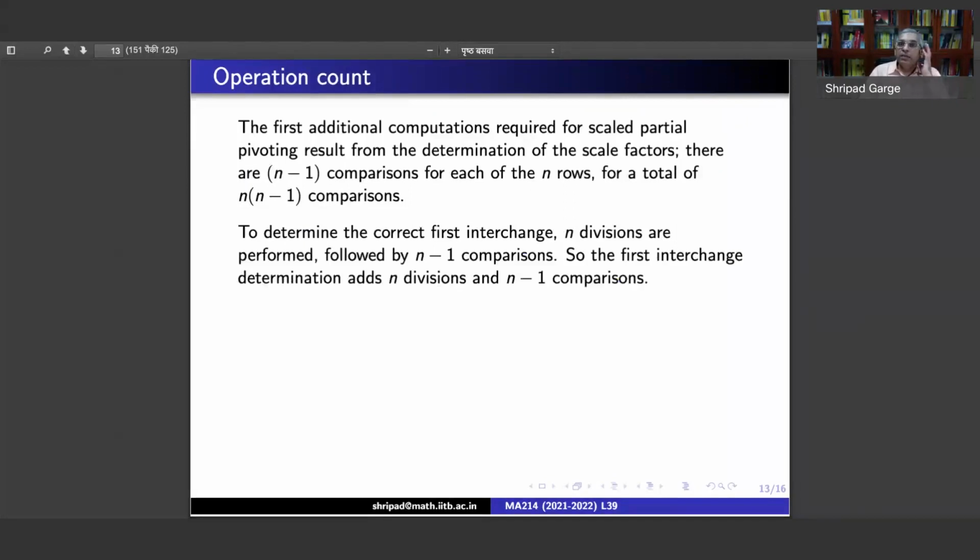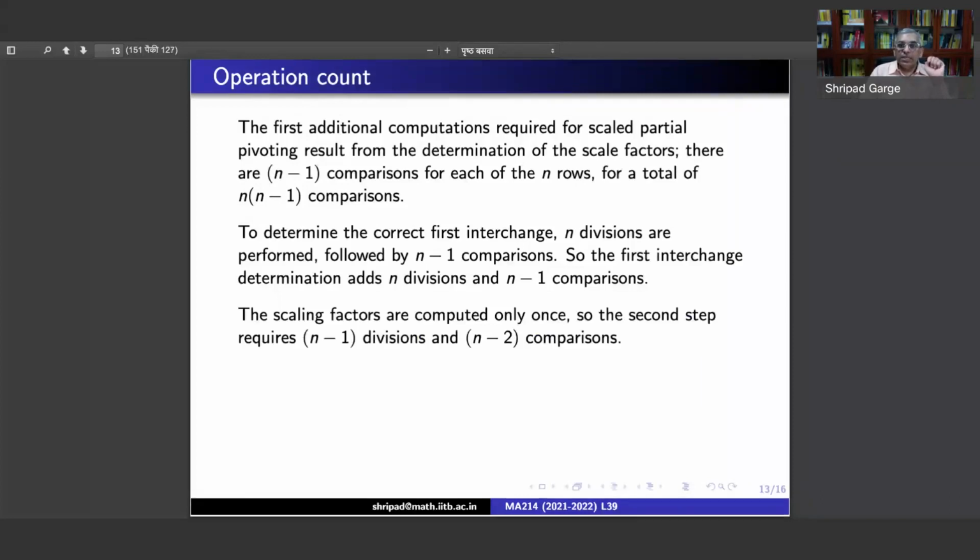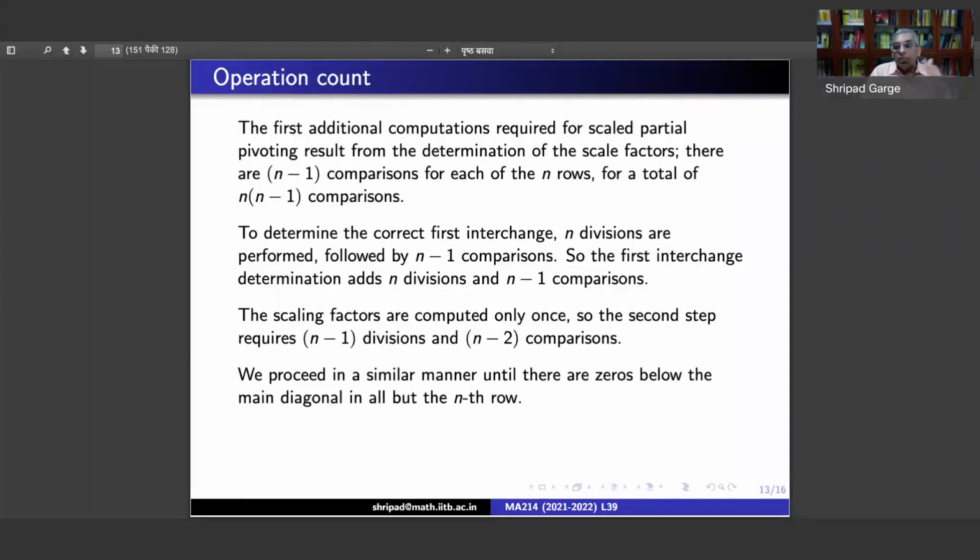Comparisons simply mean that you are given two entries and you should see which one is smaller, which one is bigger. This is roughly equivalent to doing a subtraction and then checking whether you get positive or negative. The scaling factors are computed only once. So the second step will not require those divisions, but it requires a further n minus 1 divisions and n minus 2 comparisons. We proceed in a similar manner until there are zeros below the main diagonal in all but the nth row. The final step requires that we perform two divisions and one comparison.